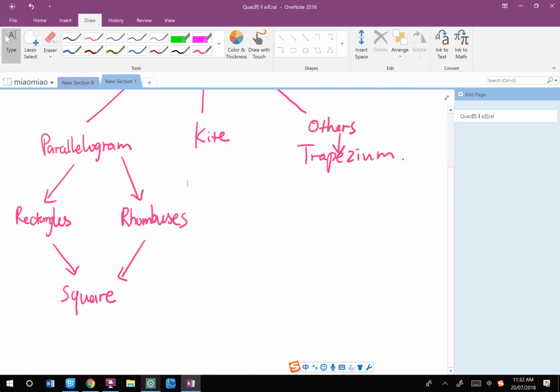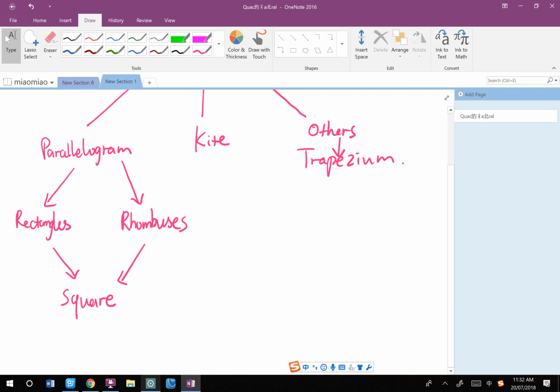Square, they have all sides equal to each other, but they are also parallel to each other. So rectangle and rhombus are special types of parallelogram, and square is a special type of rectangle and rhombus. Okay, if we sketch that, a parallelogram looks like this. And then a rectangle is a parallelogram but with right angles. Okay, right angles, 4 right angles.